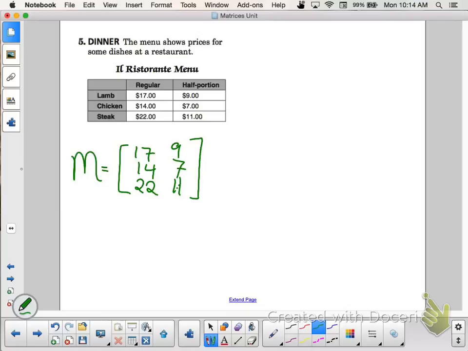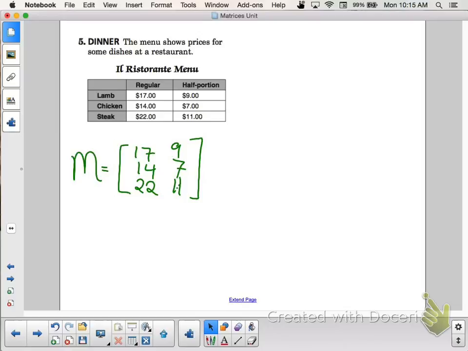Awesome. Does anybody's matrix look different than Sarah's? Could I have done a 2 by 3? So it doesn't matter what it looks like as long as I have all my numbers in the correct place. I can't go 17 and then 7, 14 and then 9 and 22 and 11. That's not going to work because that doesn't help me. It doesn't look like my table.